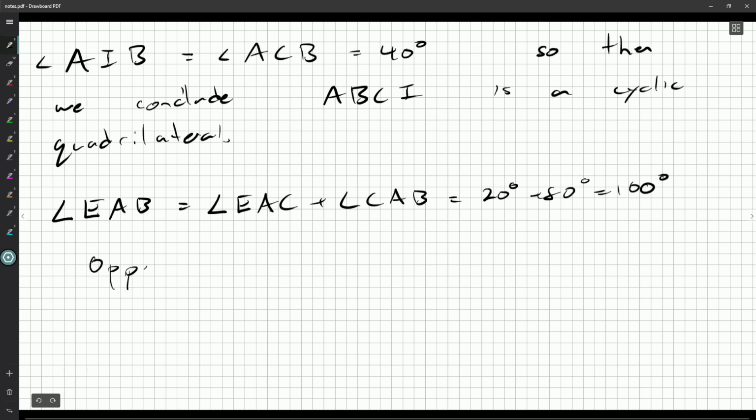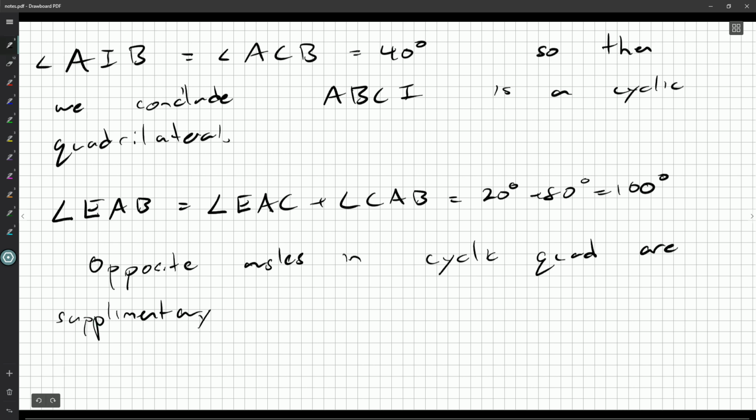And then you point out opposite angles in a cyclic quadrilateral are supplementary. That is, they add up to 180. Supplementary or complementary? Supplementary, I think it is. Complementary, I think, is when they add up to 90, which is important with trigonometry.